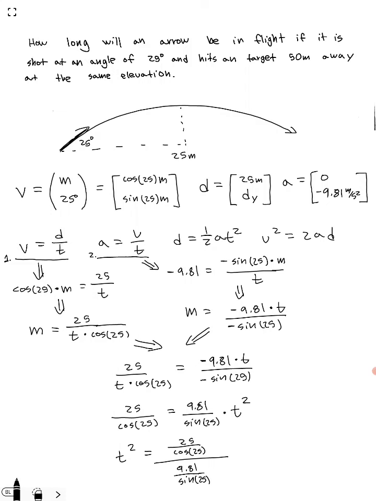And if you evaluate this entire thing, t squared should be equal to 1.188. And if you take the square root of that, you will get 1.09 seconds. Now that's only for half the time, right? So the full time is just going to be double of that, and that's just going to be 2.18 seconds.